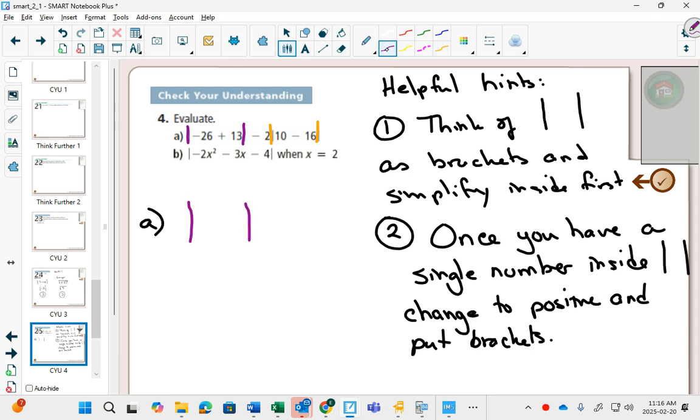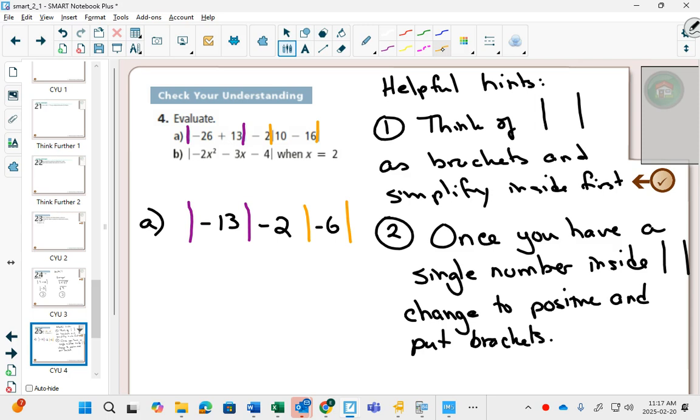Can I simplify inside? -26 plus 13 is -13. The temptation that students have is, ooh, absolute values make things positive, and they just change everything to positive right at the beginning. That's going to cause problems because then you'd have 39 inside when it should be a -13. Then I have the -2, and then I have my orange absolute values. Simplify inside of them. 10 minus 16 is -6.